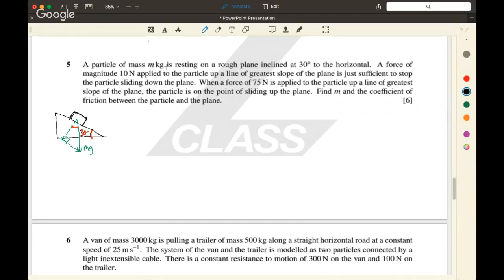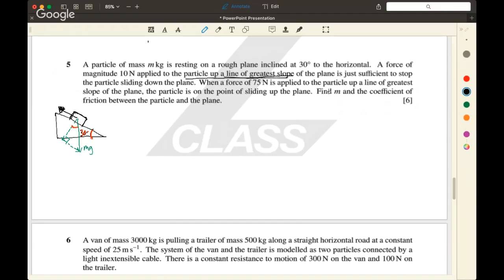And then we're also told there is a force of 10 newtons applied to the particle up the line of greatest slope of the plane. Now that just means, you may have seen this before, but don't be confused. The line of greatest slope just means it's acting like so. So it means it's not coming out of the screen. It's not making its way up the slope in a slanty sort of way. It's just going straight up as fast as it can, which means we can just treat this as a 2-dimensional problem.